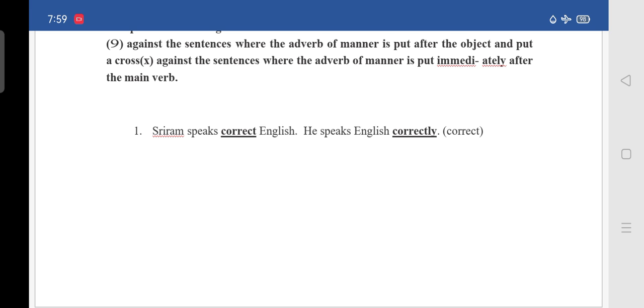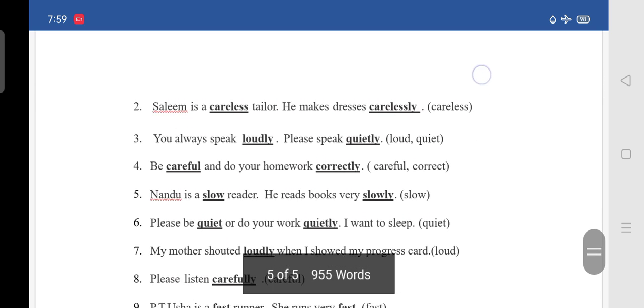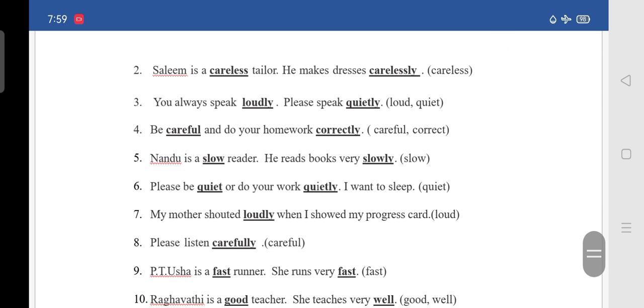He speaks English correctly. See the second. Salim is a dash tailor. He makes dresses dash. In the bracket, they have given careless. So, what will you be writing? Salim is a careless tailor. He makes dresses carelessly.